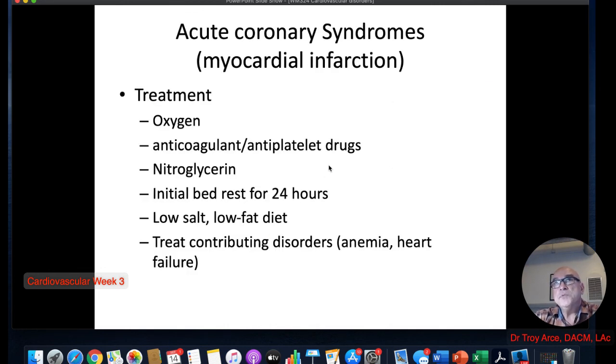Acute coronary syndromes. How do we treat this, right? How do we treat the MI? Of course, we're going to put oxygen on them right away. We're going to get them on some anticoagulants, antiplatelet drugs, nitroglycerin for the pain, initial bed rest for 24 hours, low salt, low fat diet. Treat contributing disorders, treat the anemia, treat the heart failure, treat any other secondary or primary. What's actually causing this? A lifestyle? Is it diet? Is it predisposed conditions they can do nothing about, but could make some modifiable changes in their lives?